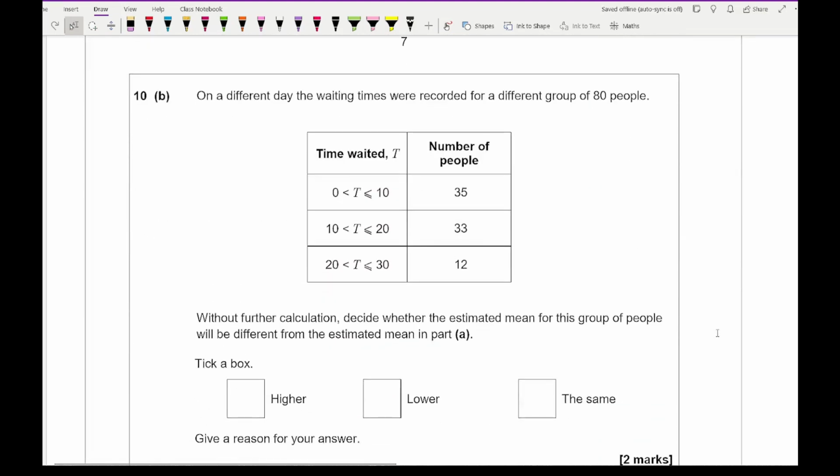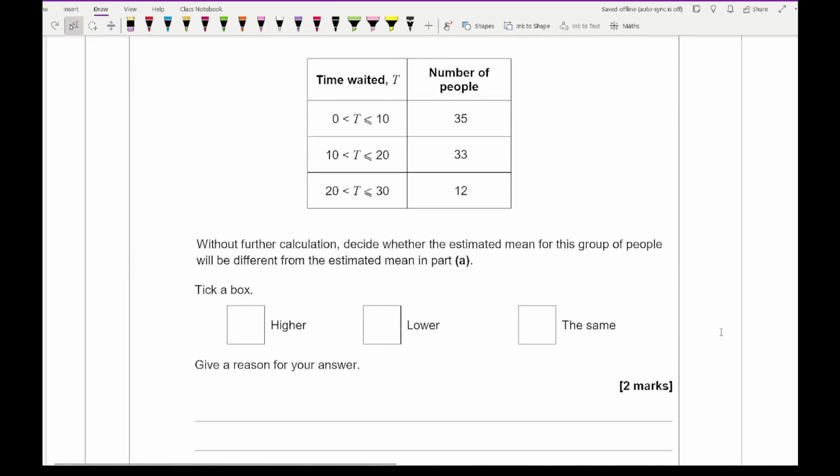Moving on to question 10b, it says on a different day the waiting times were recorded for a different group of 80 people. Without further calculation, decide whether the estimated mean for this group of people will be different from the estimated mean in part A. And we need to tick our box decided. Now, the correct answer for this one is going to be that it is higher.